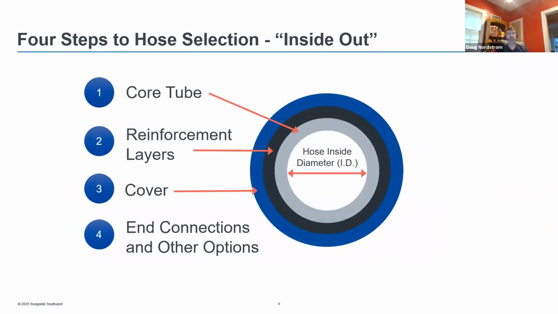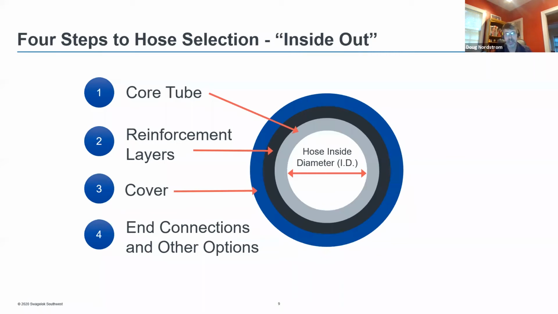So what we say is we like to select a hose understanding the needs of the application from the inside out. That's what we're getting to here in this slide. So if we're looking at a cross section down the center of a hose, we always want to consider the core tube. What does the core tube need to withstand? What is the core tube media going to see?